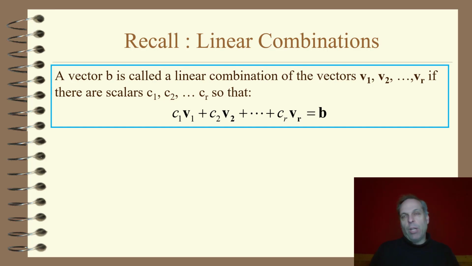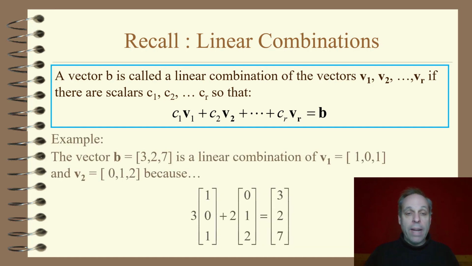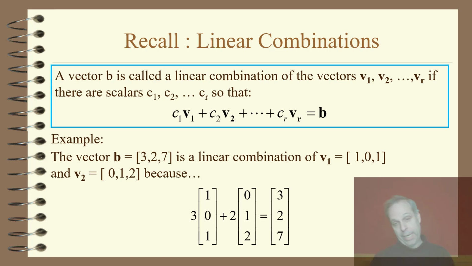Now, just as an example, the vector (3, 2, 7) is a linear combination of the vectors (1, 0, 1) and (0, 1, 2), because you can find scalars, in this case 3 and 2, so that 3 times v1 plus 2 times v2 is equal to the vector B.